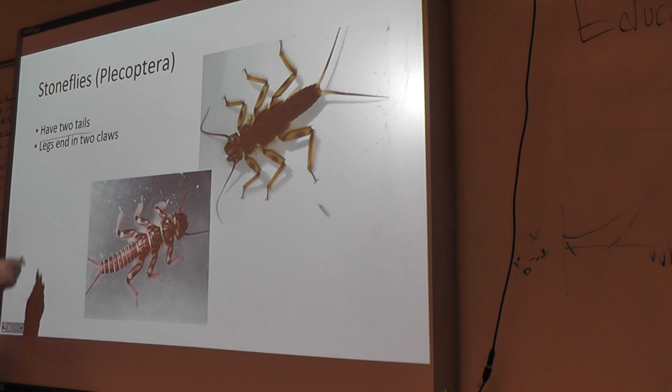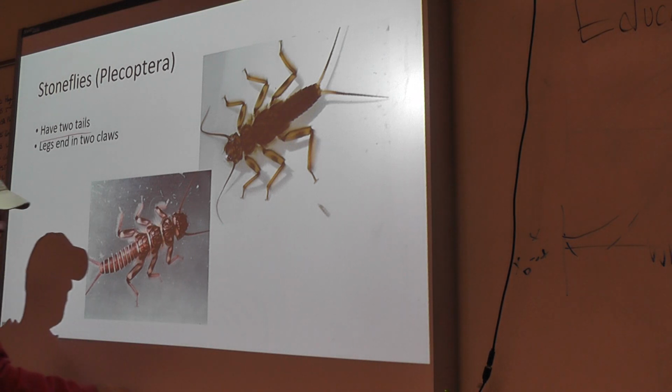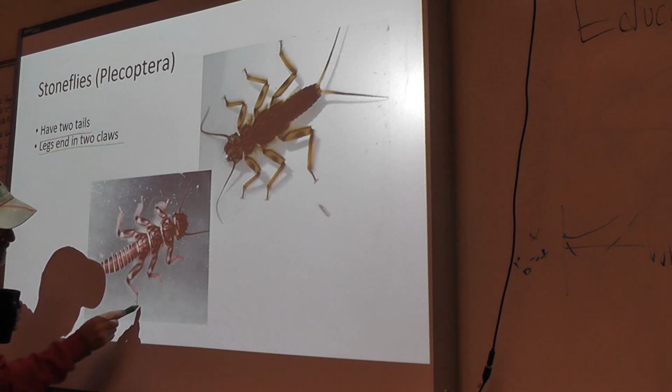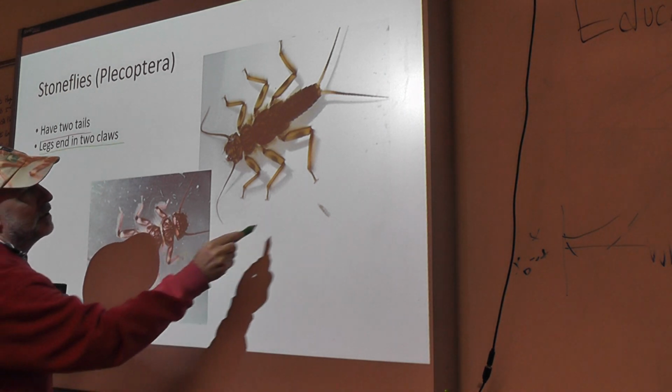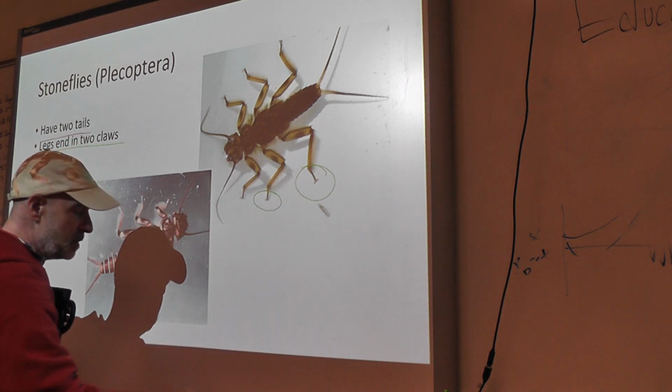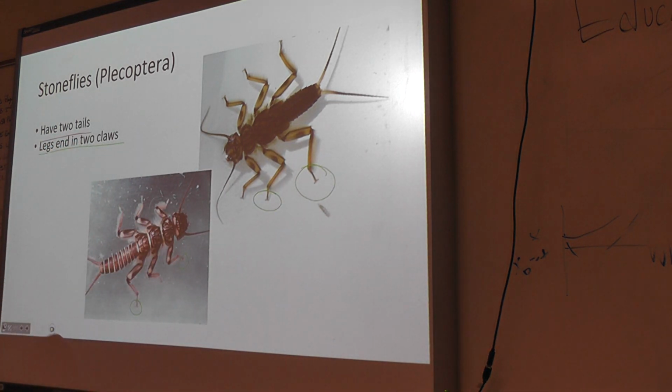but the legs are 2-clawed, so you can see that here and here really clearly. These organisms have 2 claws at the end of each leg, and they can kind of move like this, so they can grip. And these are stoneflies, which is pronounced Plecoptera.